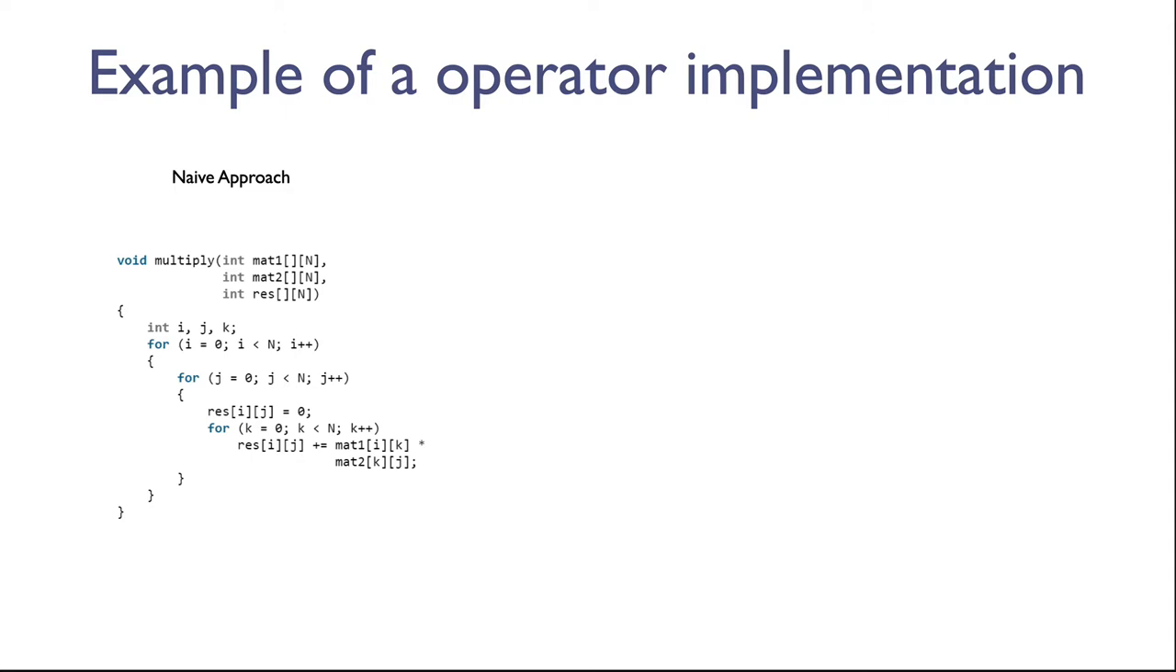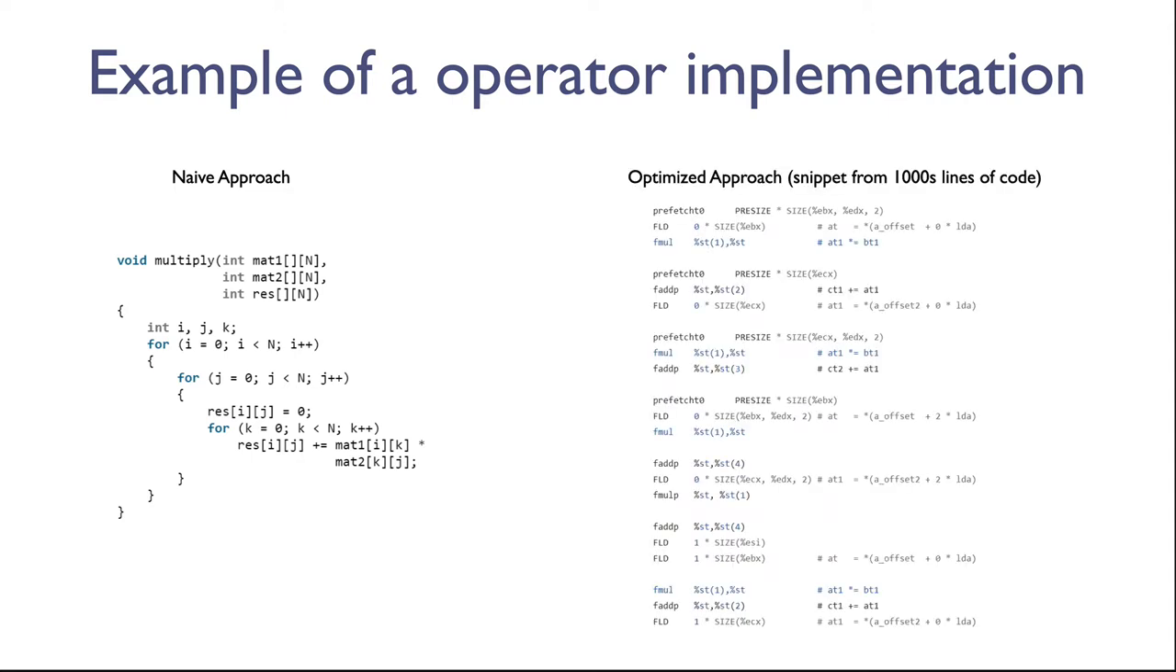So let's look at an example of an operator implementation. In this case, we're going to be looking at matrix multiply. Now, in the naive approach, which many of you have probably written, it simply iterates over all of the indices of the matrices and performs the multiplication and the addition of the vector to produce the output. Now, in an optimized approach, which can be thousands and thousands of lines of code, you can wind up with 10 to 100 times faster performance.